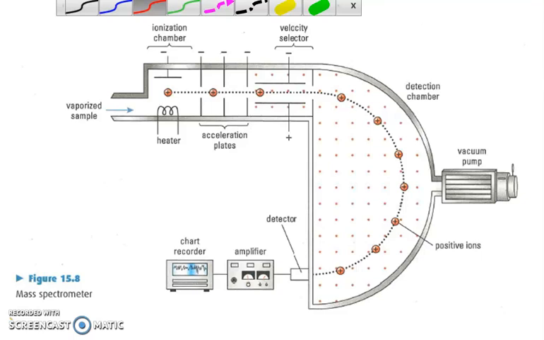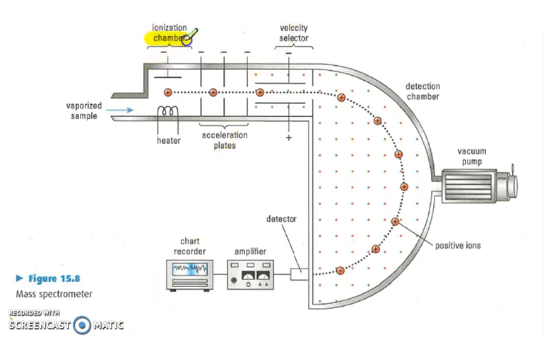Okay, we are looking at mass spectrometer examples. As we take a look through here, there are four major parts to a mass spectrometer. The first one is the ionization chamber, or the ion source, where a vaporized sample is heated up, and then will be accelerated.